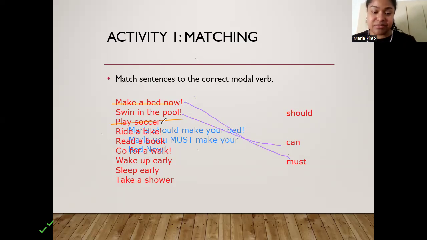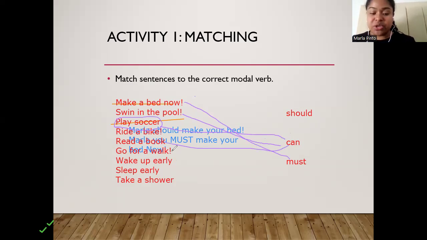Depends on the context, because here it could be maybe an advice. Suppose that someone saw you playing soccer, but just for a hobby. And someone told you, hey, Daniela, you should play soccer professionally, right? So it depends on the situation, but here play soccer is an ability that you can do, so it is can, right? Read a book, can. Go for a walk.